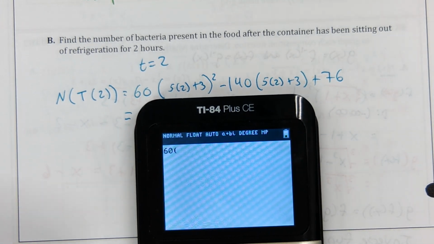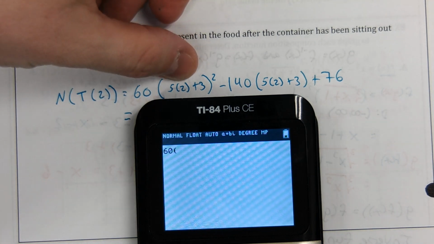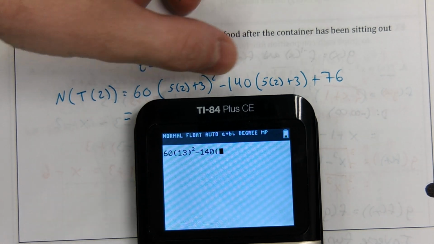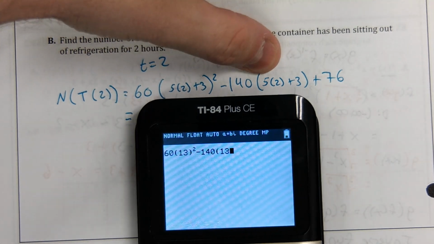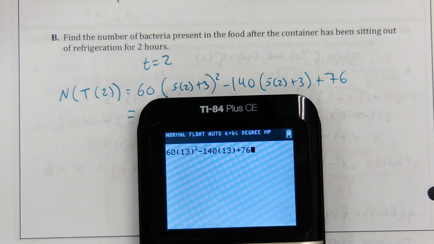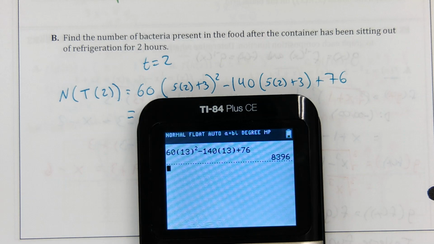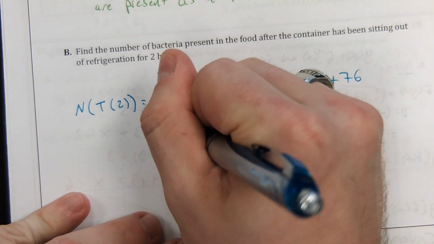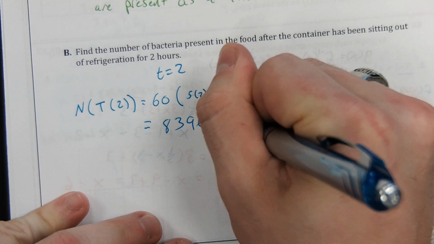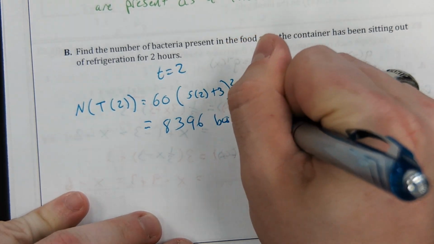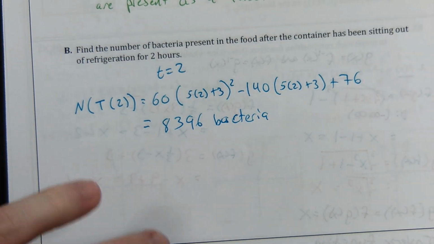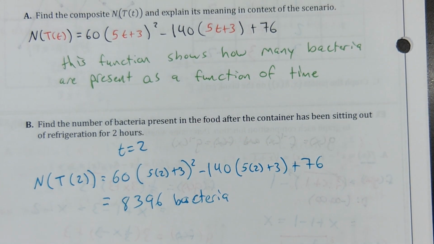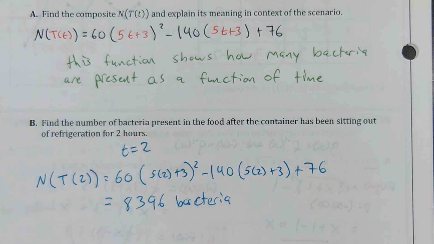60, and then what number is that? 13? Minus 140, 13 again, plus 76. There you go. 8,396 bacteria. And because I'm a big old nerd, I might as well tell you that 2 hours at room temperature, that food is still safe to eat.